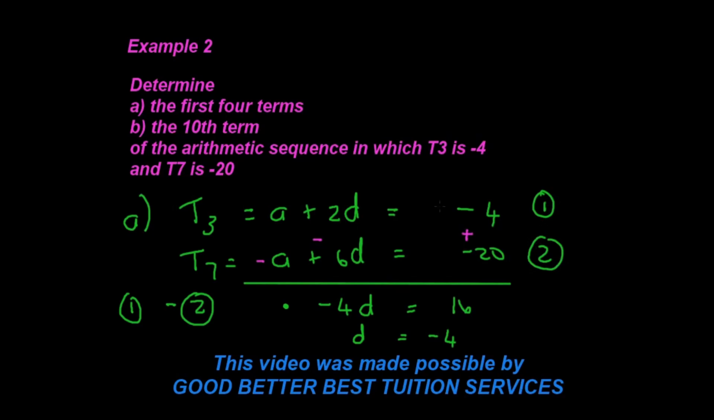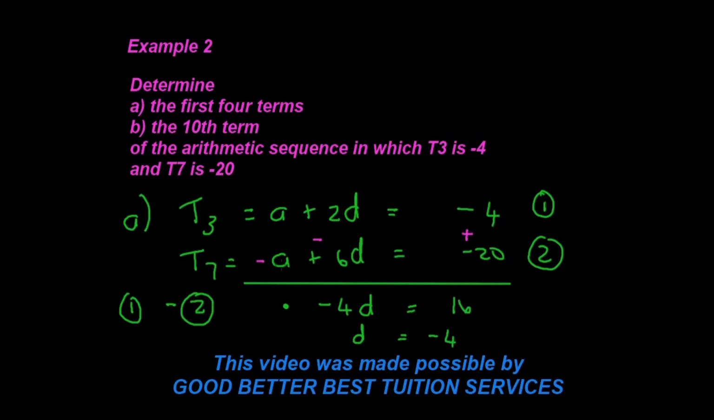Now, what we need to do, this is using the elimination method of simultaneous equations. Okay, so what we want to do is we want to make sure something cancels. So we're going to add or subtract these two equations to make sure that something cancels. So we're going to subtract them because we've got positive a and we've got positive a. And in order for the a's to cancel, we need to subtract them. So we're going to say equation 1 minus equation 2.